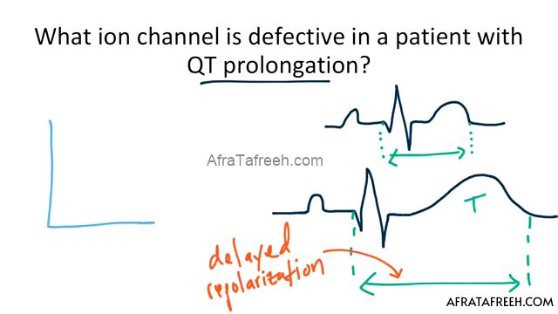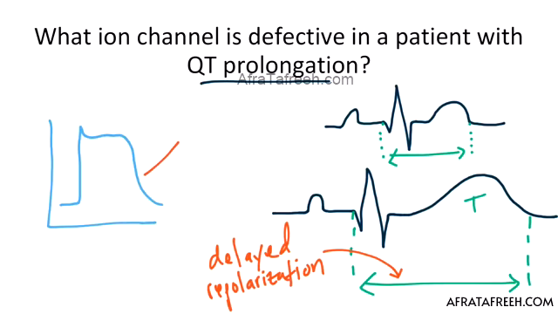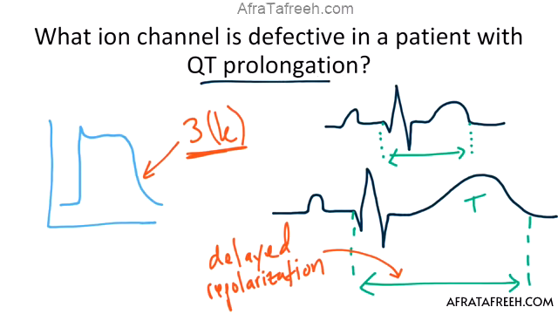Over here, I'll draw a normal myocyte action potential. Recall that this phase here is phase 3, which is responsible for repolarization. In order to get this question right, you need to remember that the potassium channels are responsible for repolarization during phase 3. So in summary, QT prolongation is a result of defective potassium channels.